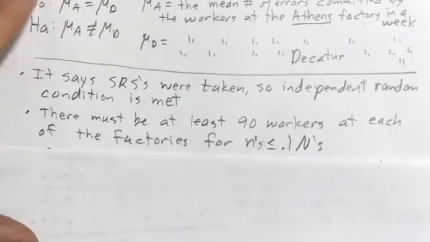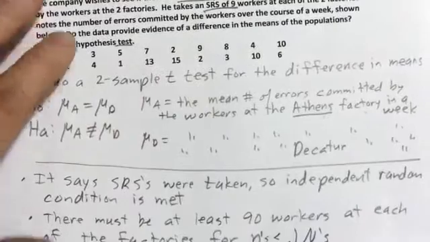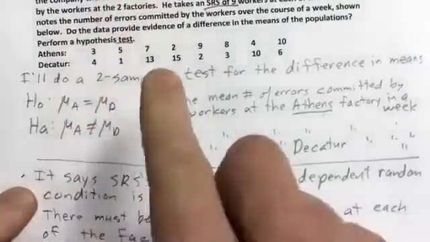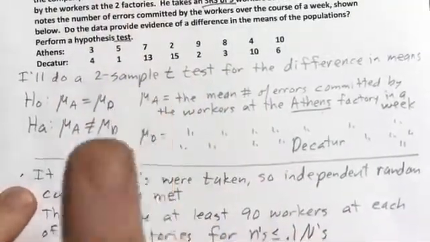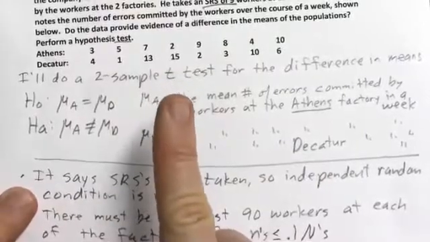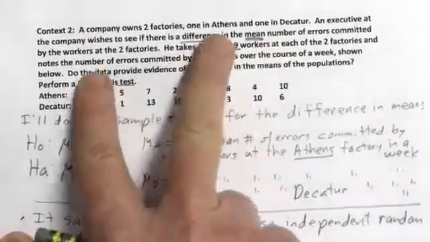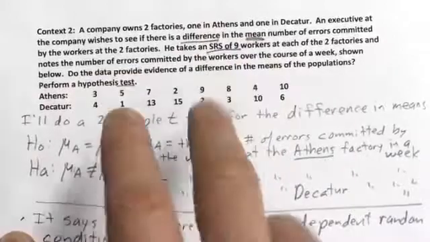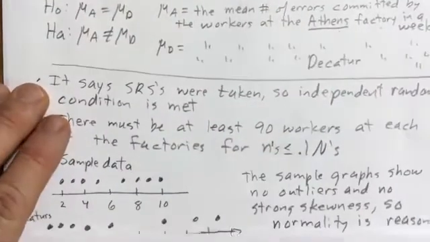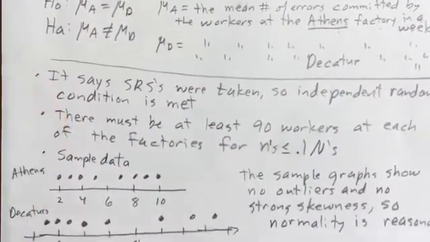Okay, and so now, normality. Are the sample sizes bigger than 30? No, darn it. And does it say anywhere up here that things vary normally? No. So what that means is we have to graph our sample data. You could make a histogram, a box plot, a stem and leaf plot, or a dot plot.